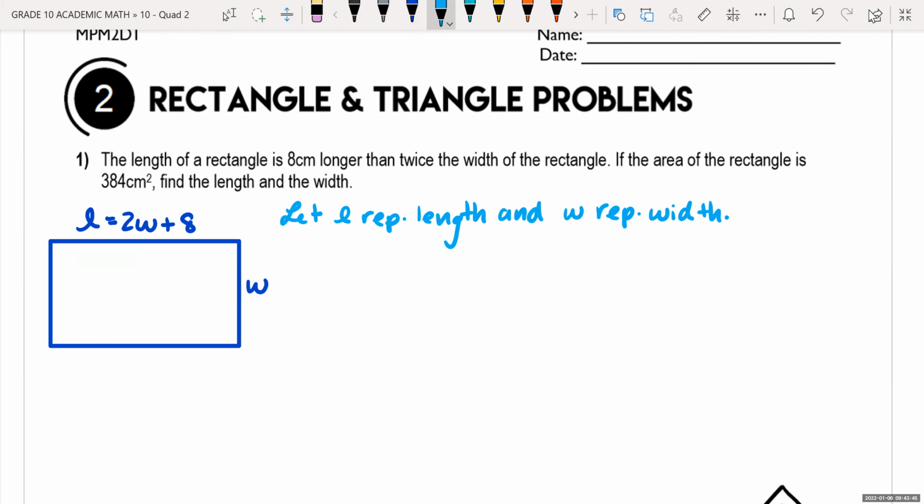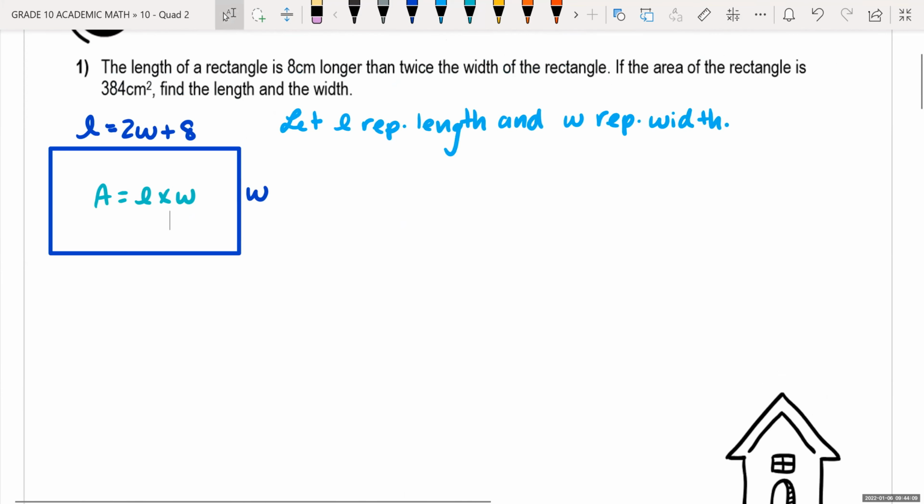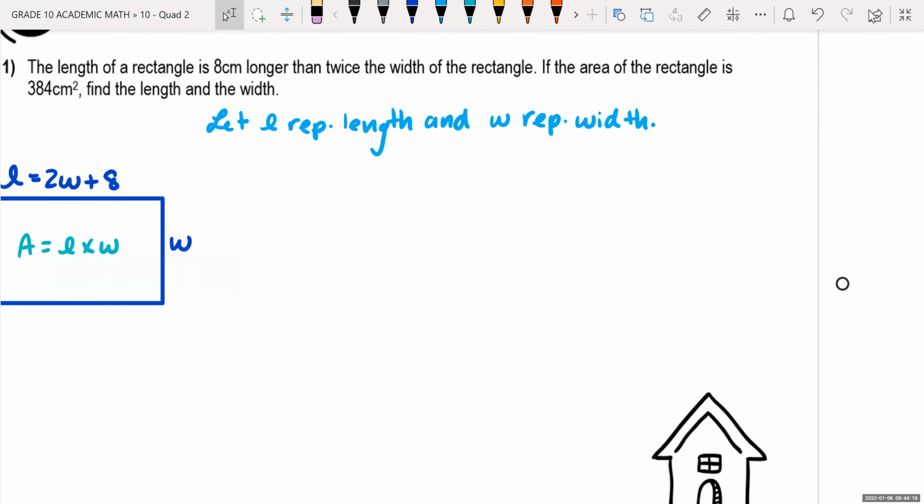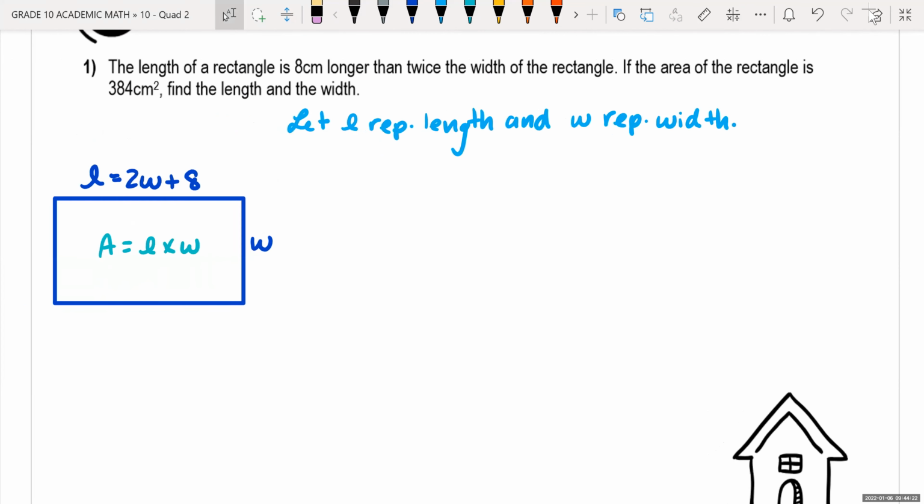Now the question is talking about area. And we know the formula for area of a rectangle is area is equal to length times width. Okay, so we're just getting all of our information together before we can start solving it. I realize I actually have a lot of room on this sheet, so this can be moved down just a little bit. Okay, so let's start putting all of this information together.